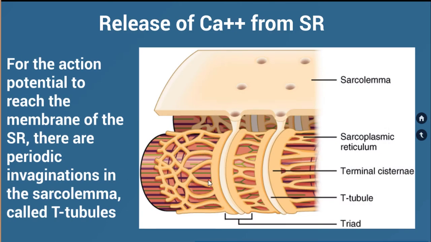For the action potential to reach the membrane of the sarcoplasmic reticulum, there are periodic invaginations in the sarcolemma called T-tubules. Here you can see a T-tubule and two terminal cisterns of sarcoplasmic reticulum, which is a triad. Okay, a T-tubule and a couple of terminal cisterns of sarcoplasmic reticulum is a triad.